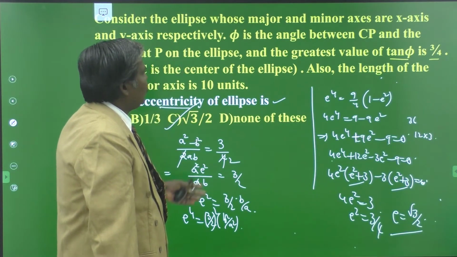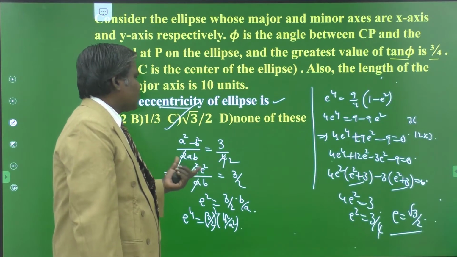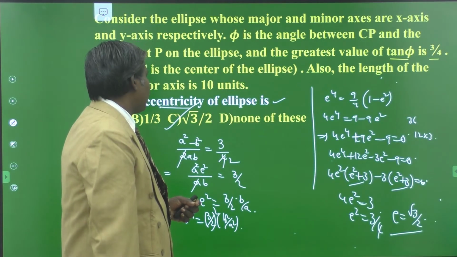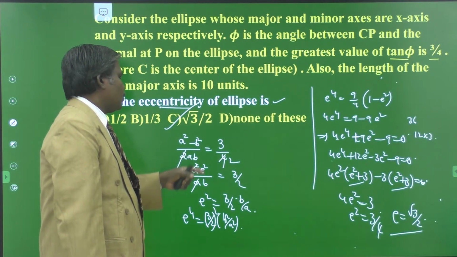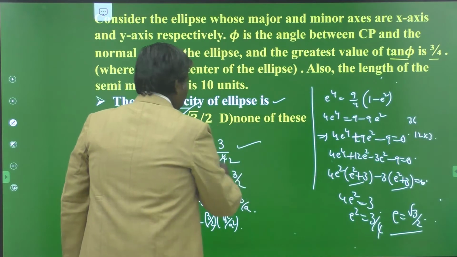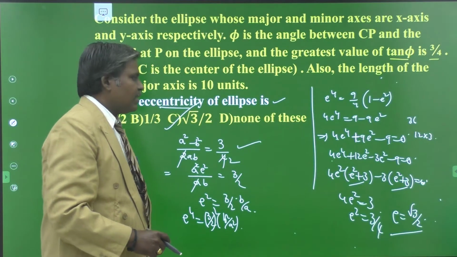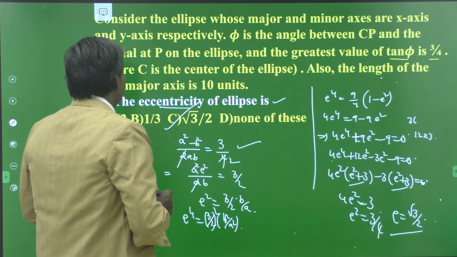So just by reading the question itself, you can easily crack this one. The maximum value of tan phi is given to you, that is 3 by 4. Equate that maximum value (A square minus B square) by 2AB to 3 by 4. From that, on simplifying, we get the eccentricity as root 3 by 2. Okay. Next.